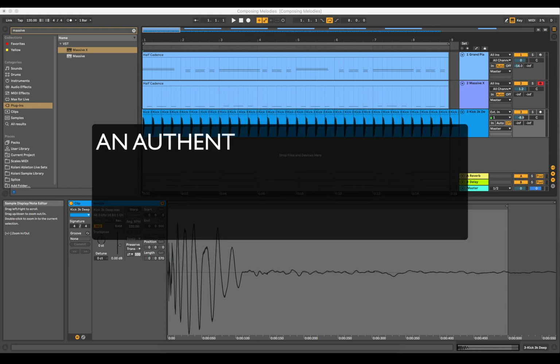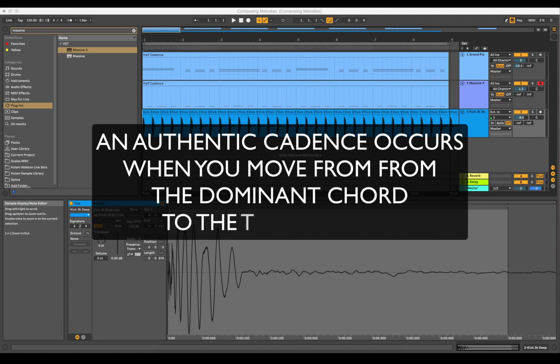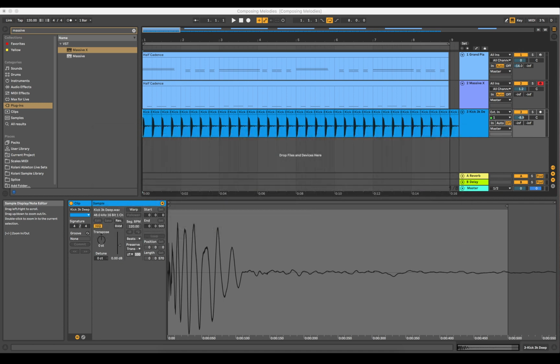Now, an authentic cadence occurs when you move from the dominant chord to the tonic chord. This means you're moving from the chord which the 5th scale degree plays to the chord which the 1st scale degree plays. In the A minor scale, this would be the E minor chord and the A minor chord. Many times, a 7th is added to the dominant chord because the resolve is even stronger, but if you don't know much about what that is yet, don't worry about it.